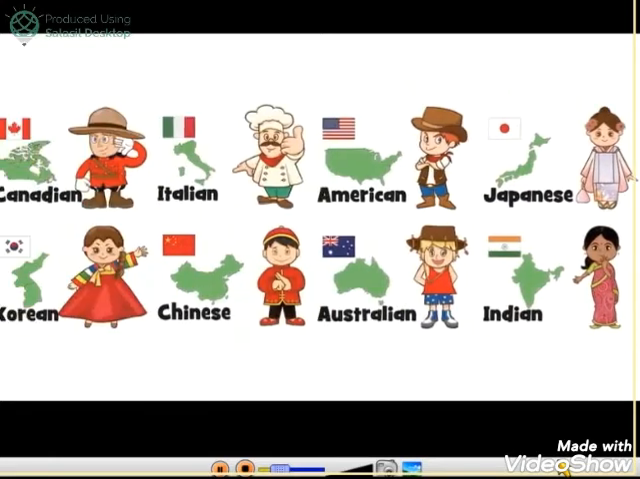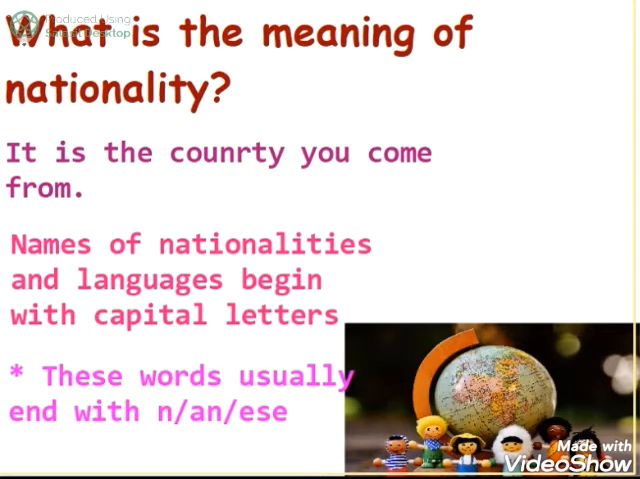So what's your nationality? What country do you live in? How do you say hello in your country? What is the meaning of nationality? Nationality is the country you come from, and the names of nationalities and languages begin with capital letters, and these words usually end with N, A, N, E, S, E.